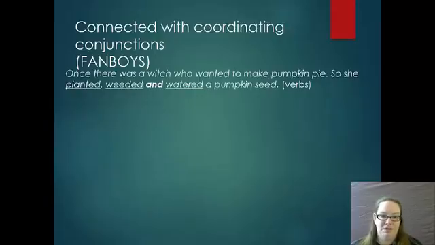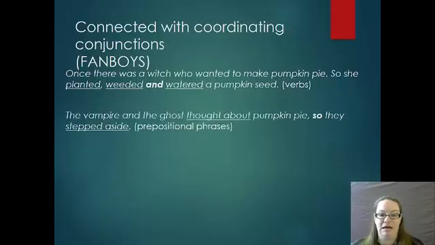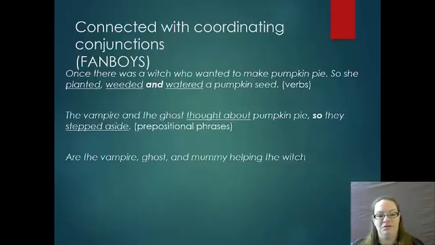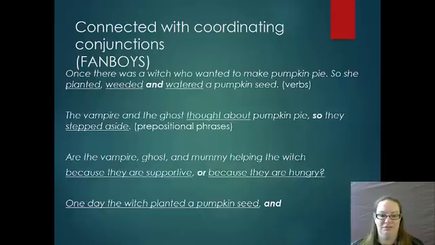Okay, so here we have some examples of things being coordinated with the coordinating conjunction and, again from that book. Once there was a witch who wanted to make a pumpkin pie, so she planted, weeded, and watered. Here were coordinating verbs. The vampire and the ghost thought about pumpkin pie, so they stepped aside. Here were coordinating prepositional phrases. Are the vampire, ghost, and mummy helping the witch because they are supportive or because they are hungry? One day the witch planted a pumpkin seed, and the next day she plucked a pumpkin.